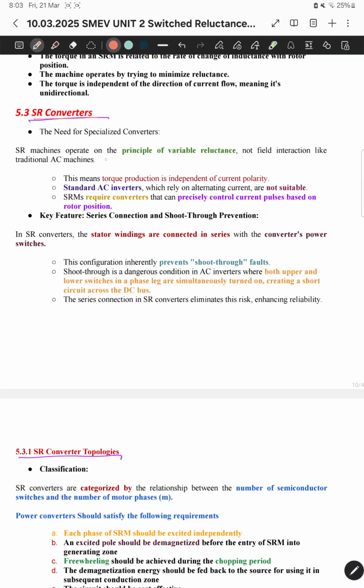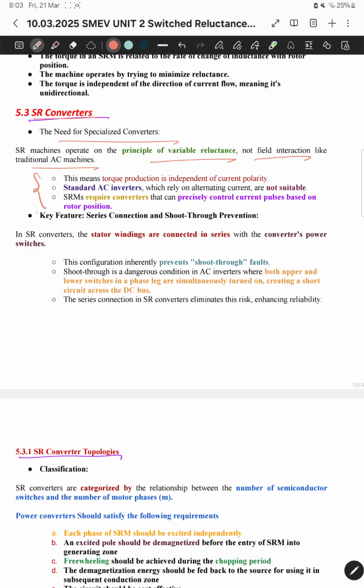We'll try to continue our discussion on switched reluctance motor converters. We need separate converters for this motor, because it works on the principle of variable reluctance. It always follows the minimum reluctance path, not the field interaction that we normally see in traditional synchronous machines.